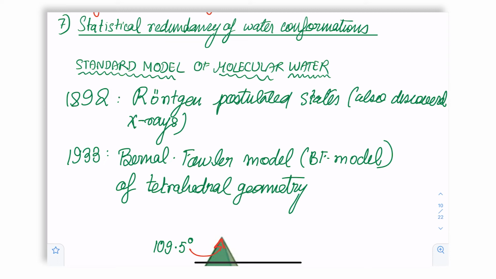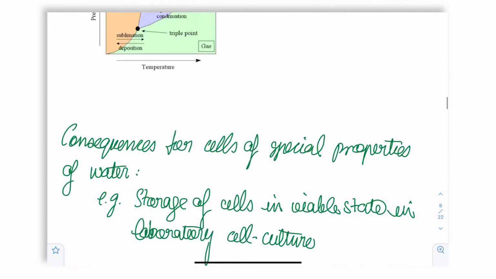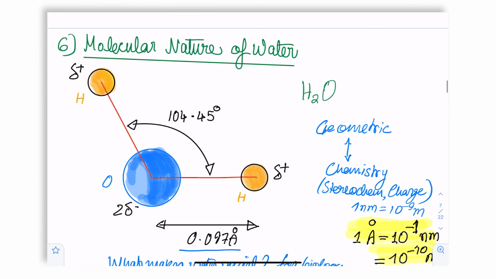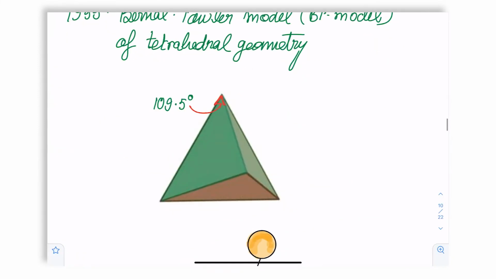I'm sorry, that was 1892. Then 1933, Bernal and Fowler came up with a model of a tetrahedral geometry. So this is a tetrahedron, a geometric tetrahedral object that takes into account what we showed earlier about the molecular structure of water, 104.45 degrees between the HOH, and arranged in a tetrahedron. How in a tetrahedron?